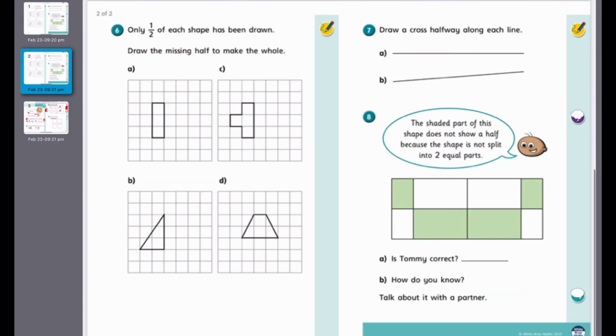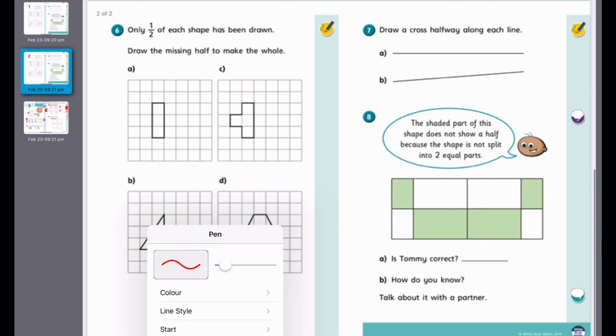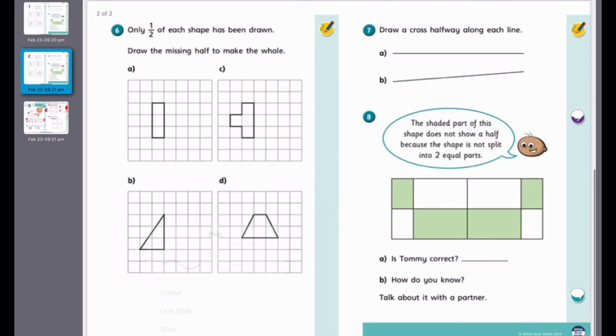Question 6, oh I love these questions, Year 2, says only half of each shape has been drawn. Draw the missing half to make the whole. So what you need to do here is look at your shapes that you've been given and draw the missing half. So let's look at this one together. So it's just a very straight rectangle, so I'm going to draw the rest of it as accurately as I can. Now you may want to use a ruler to help you, so you're nice and neat and tidy. Question D is quite difficult, but give it a go.